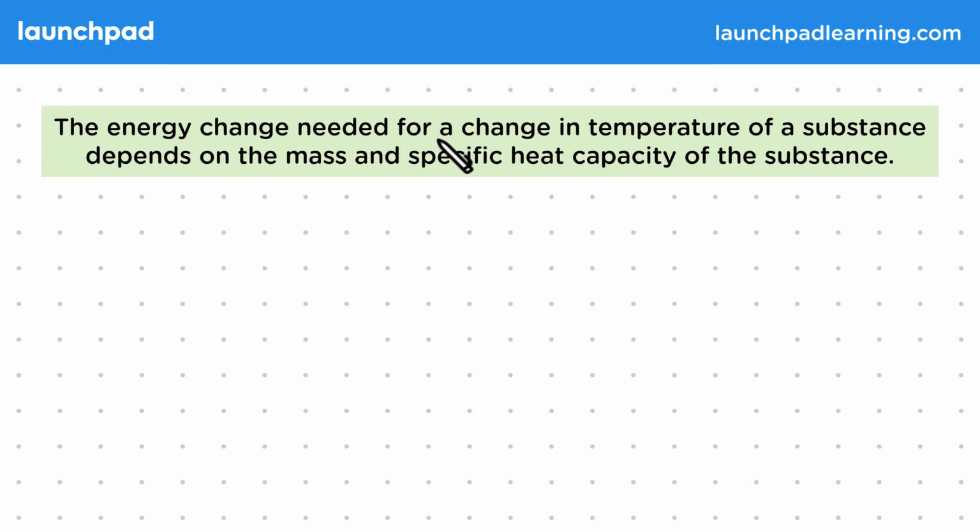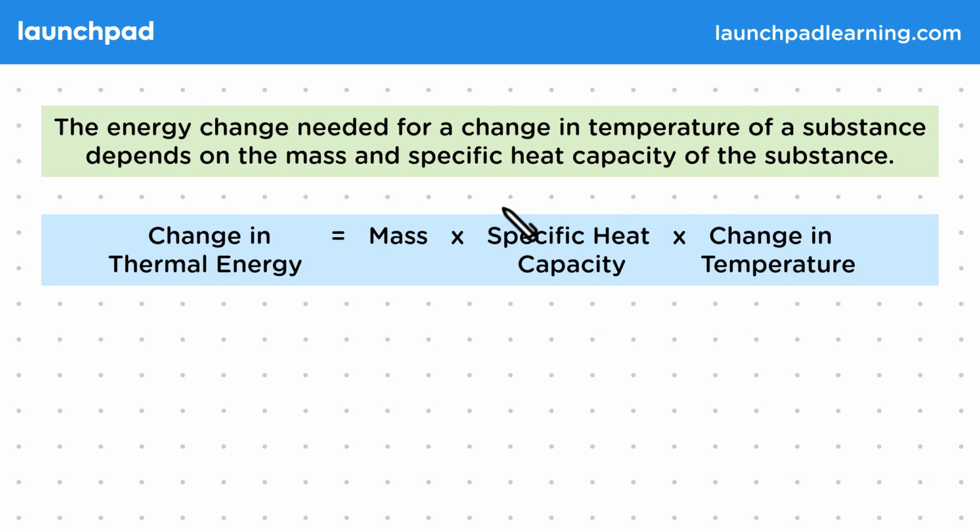The energy change needed for a change in temperature of a substance depends on the mass and specific heat capacity of the substance. So specific heat capacity is the heat required to raise 1 kilogram of a substance by 1 degree. So the change in thermal energy is equal to the mass multiplied by the specific heat capacity multiplied by the change in temperature. In symbol form, that is delta E equals m times c times delta theta.